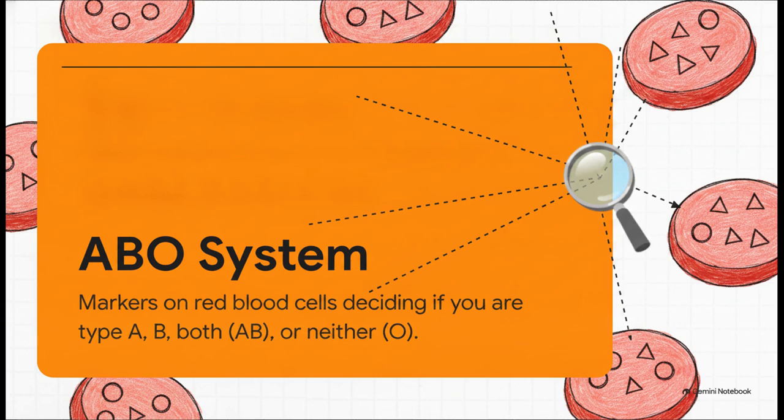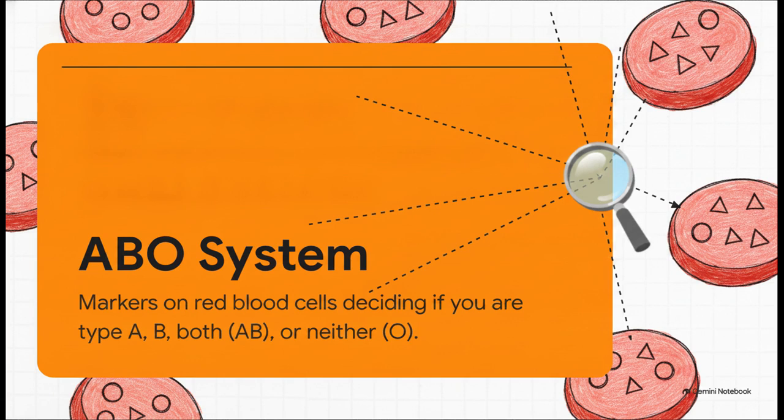Okay, so before we can understand the 8 different blood groups, we have to look at the 2 major systems that actually decide them. First up is the ABO system. And honestly, what's really fascinating here is just how simple the mechanism is. It relies entirely on specific markers sitting right there on the surface of your red blood cells. It's kind of like a tiny name tag.